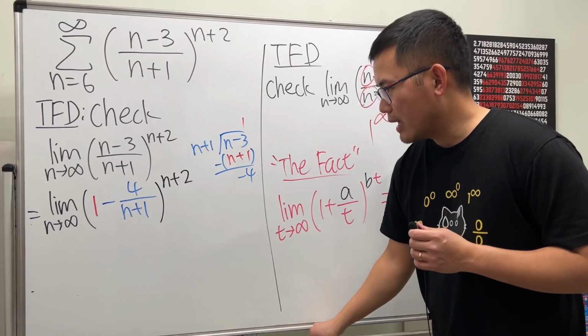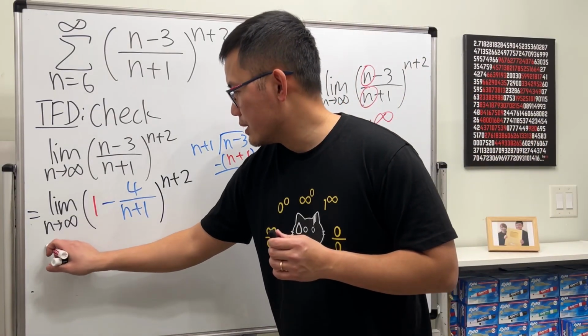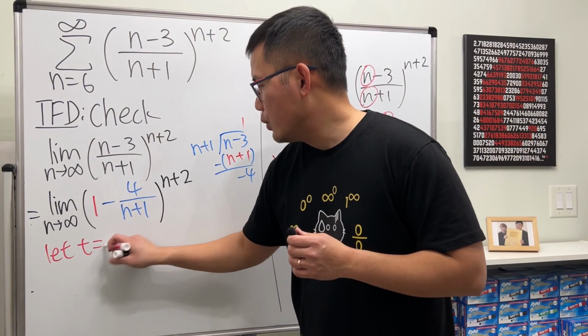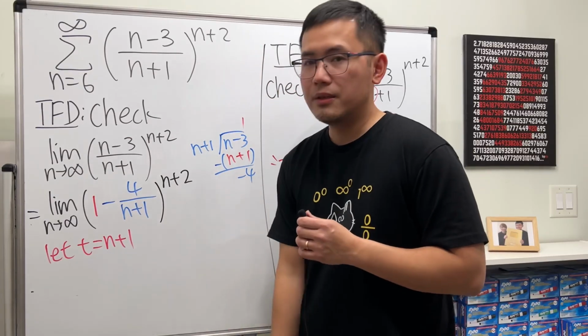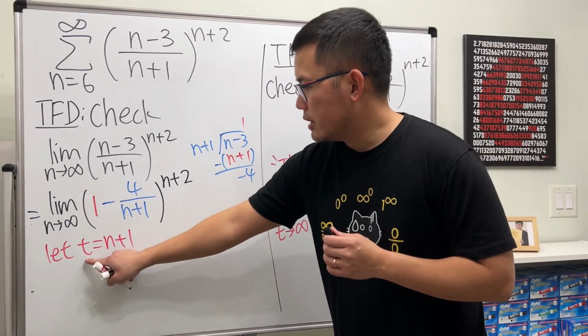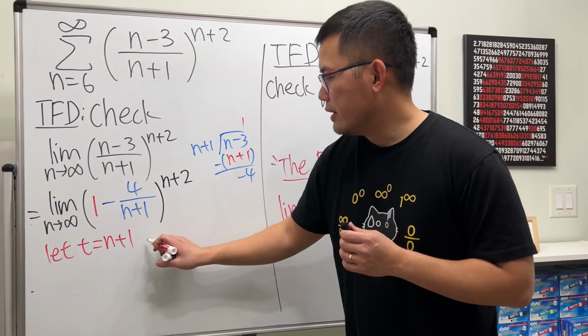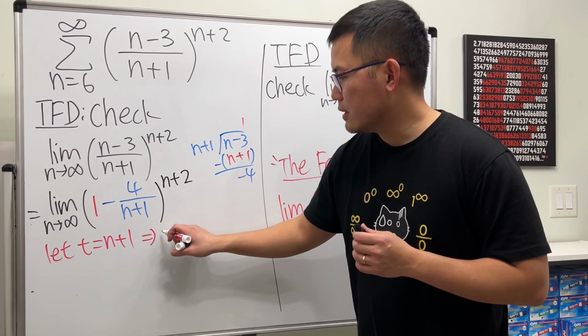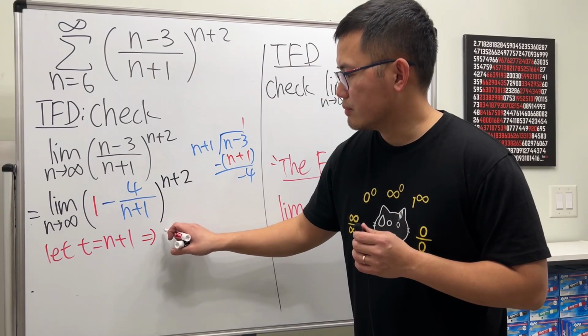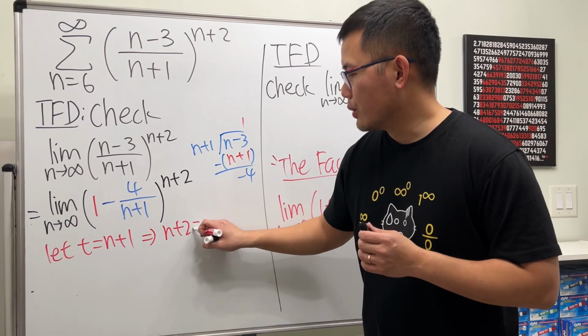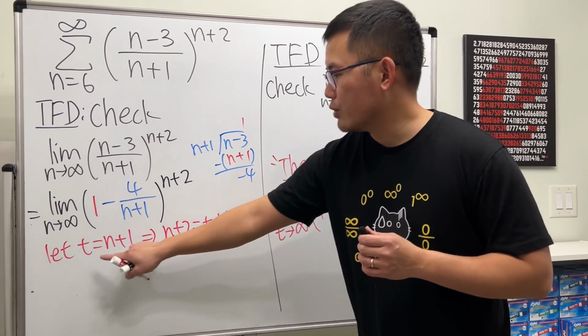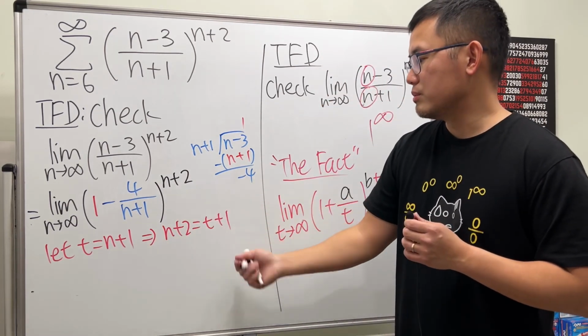To do so, I will just tell you, we can put t equal to this denominator. So t is equal to n plus 1. Then in that case, we can say that, well, n plus 2 is equal to t plus 1, right? Just add 1 to both sides so we can get n plus 2.